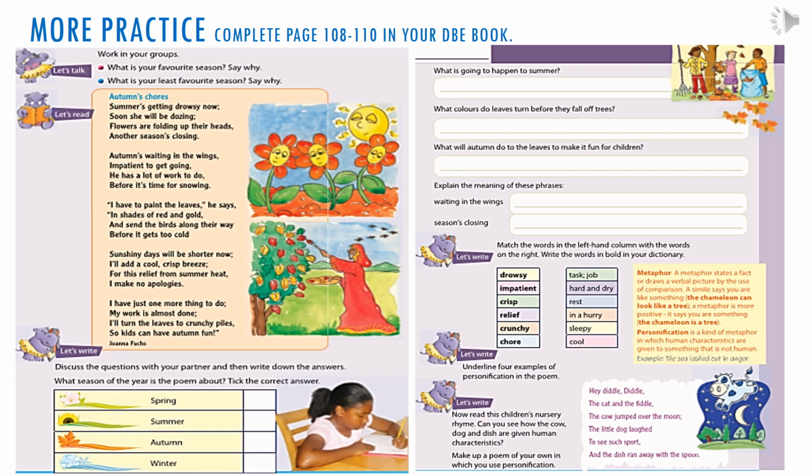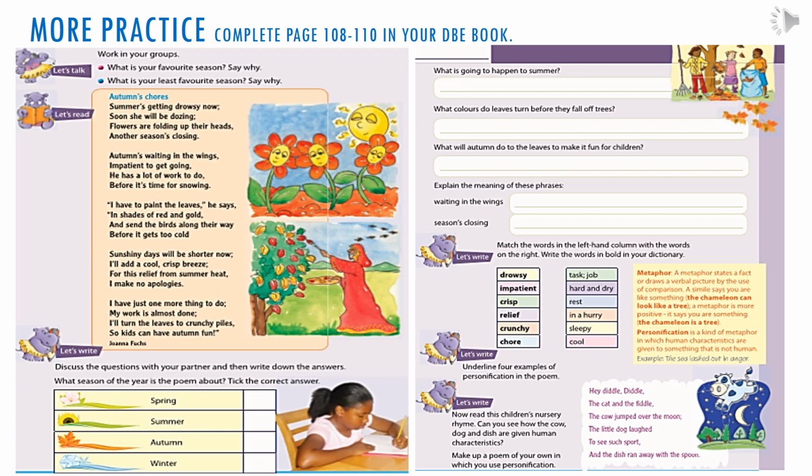It says, "Summer's getting drowsy now, soon she will be dozing." So what object have they personified? Have a look and see what is non-living that they've now given an action to. You can say your answer out loud or you can write it down. What have they personified in that line of the poem? It's summer. So I want you to take your pen or pencil and underline summer.